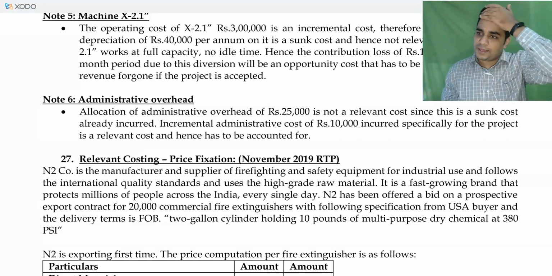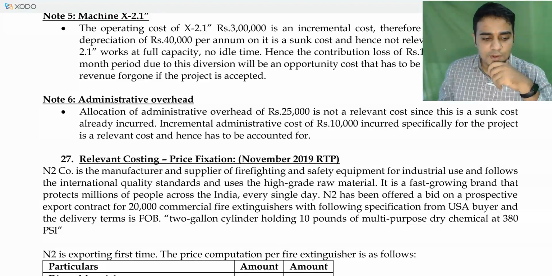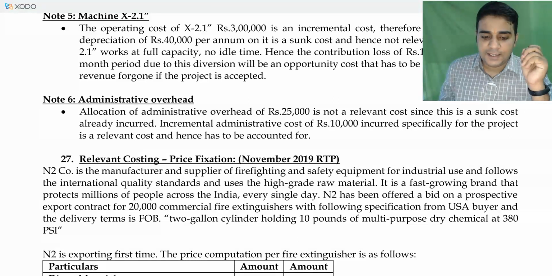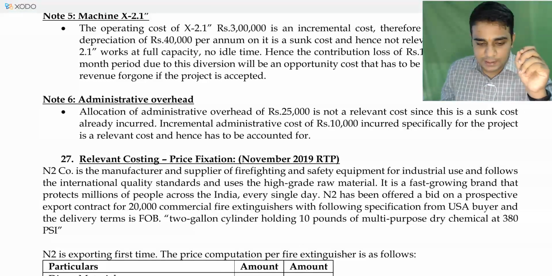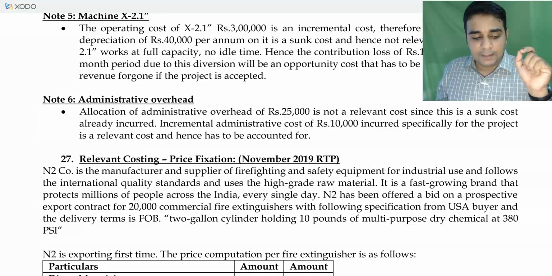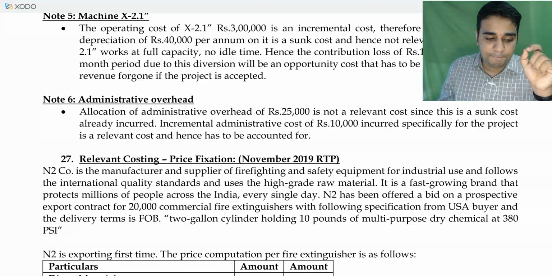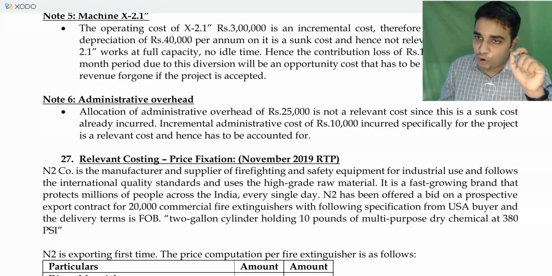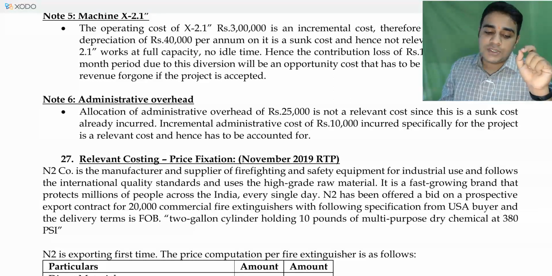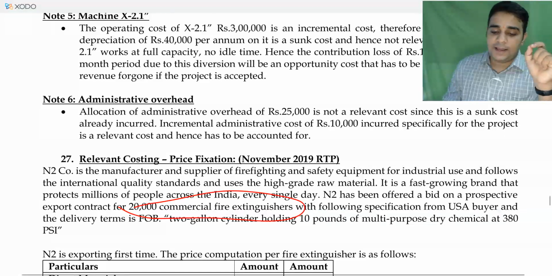There's nothing much to be done on the calculation front, so I'll quickly discuss the question and then I'll discuss the non-financial factors. N2CO is a manufacturer and supplier of firefighting and safety equipment for industrial use, follows the international quality standard and uses high grade raw material. It is a fast growing brand that protects millions of people across India every single day. N2 has been offered a bid for a prospective export contract for 20,000 commercial fire extinguishers with the following specification from a USA buyer and the delivery terms.